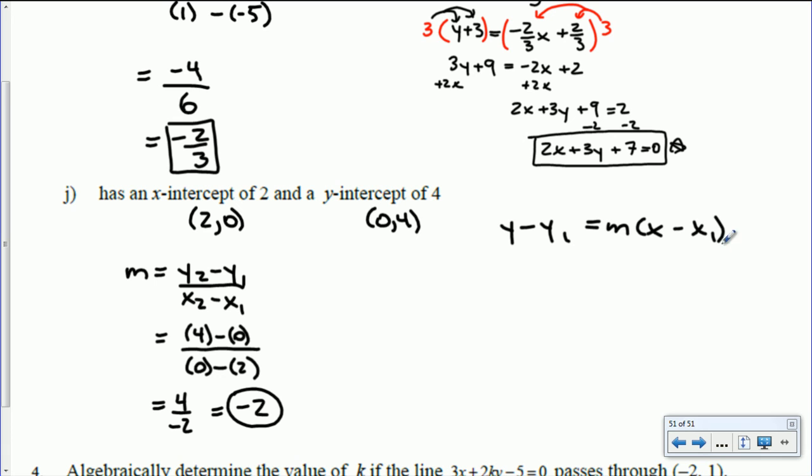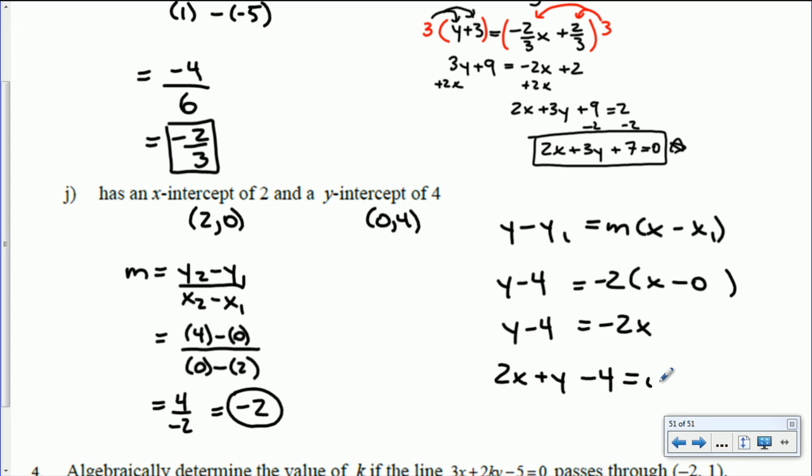y minus y1 equals m times x minus x1, so negative 2 goes in for m, and I can pick my point. I can either use this one or this one. I think in this case I'll go with this one, just arbitrary, but you can pick this one. You'll end up at the same place though. You can try that. So x subtract 0, y subtract 4, so right side will be negative 2x, y minus 4. I need to bring this one to the left, so 2x plus y minus 4 equals 0. So that's 3j.